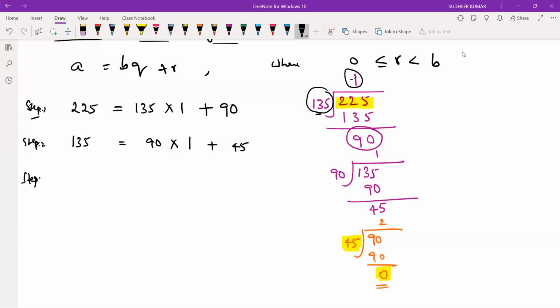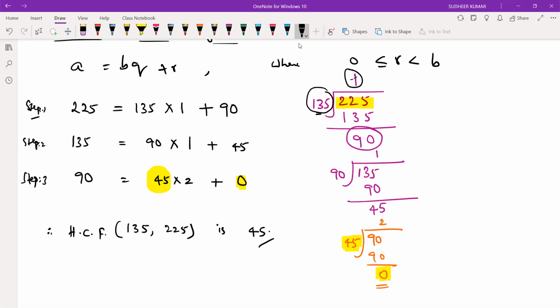That's it. Then go to the step 3. 90 equal to 45 into 2 plus 0. Here keep it in mind, 45 is divisor, not 2. So when the remainder is 0, then the divisor is called HCF. So 45 is the HCF. Therefore, HCF of, in the sense we can use the bracket, the numbers 135 and 225 is 45. That's the answer.